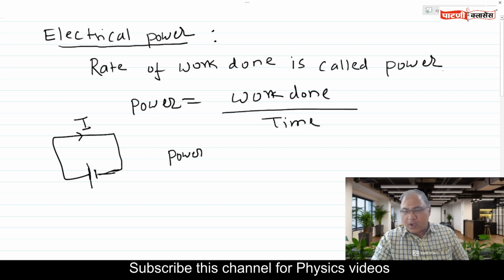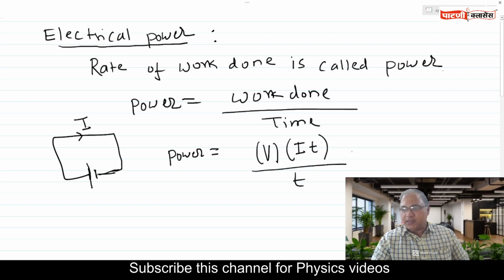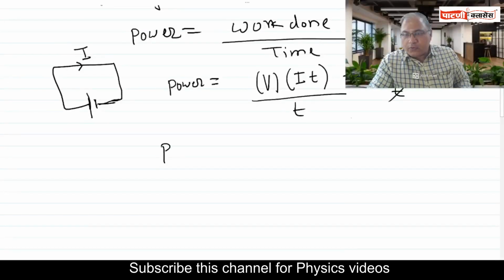Therefore, power equals electrical work done, work done by the source of energy, that is a battery. The battery is performing the work. Therefore, electrons are moving from one point to another point. Flow of electrons is nothing but called a current. So electrical work done is given by voltage multiplied by I into T, divided by T. Therefore, power equals VIT upon T, and T gets cancelled. Therefore, power equals voltage multiplied by current.